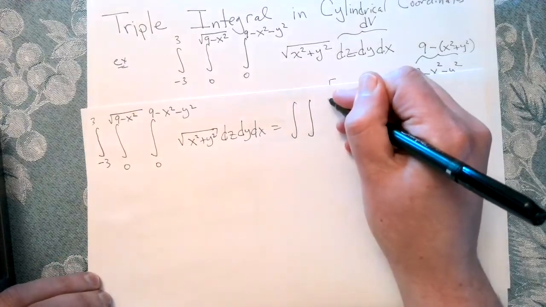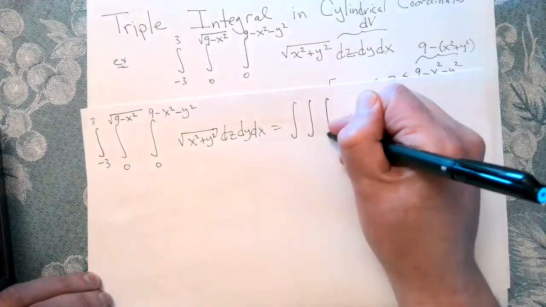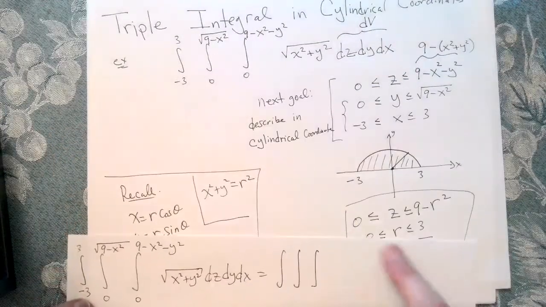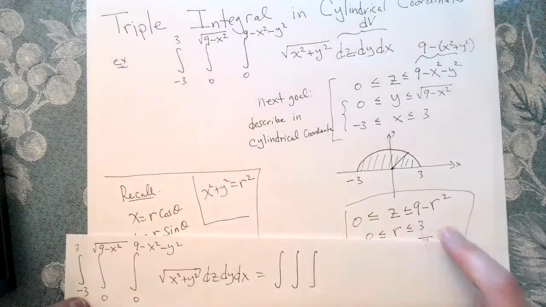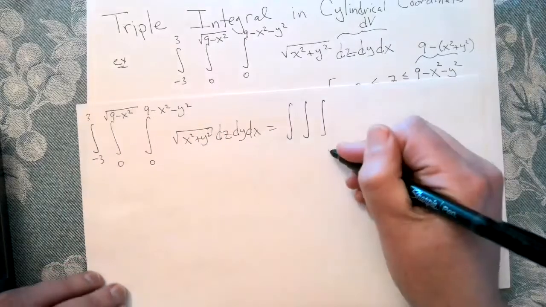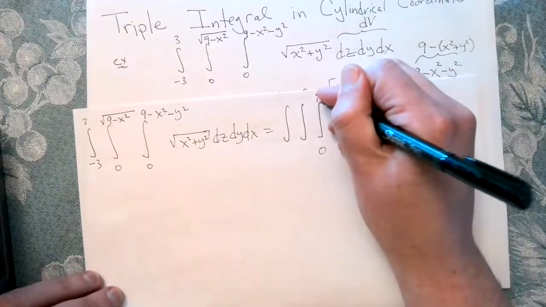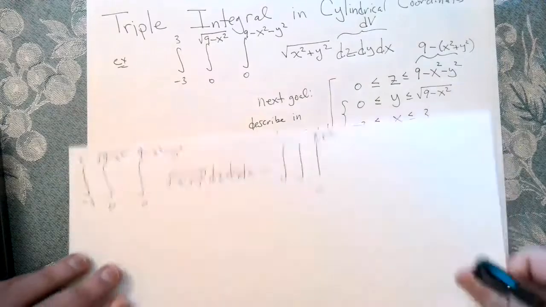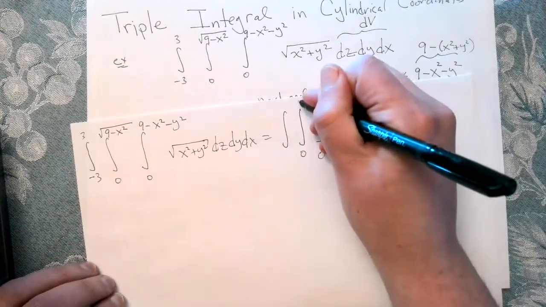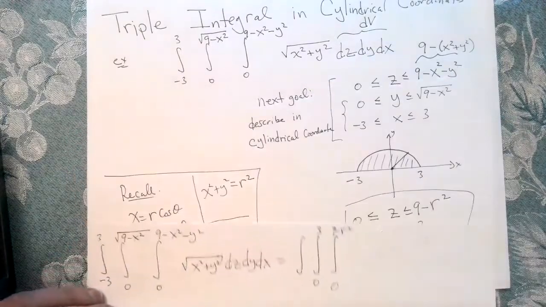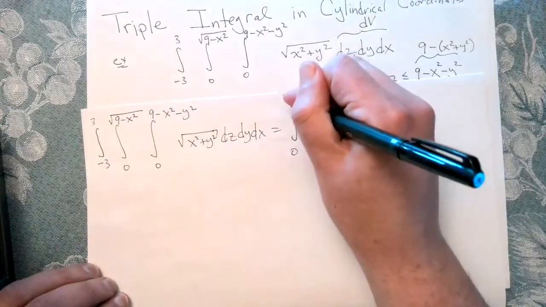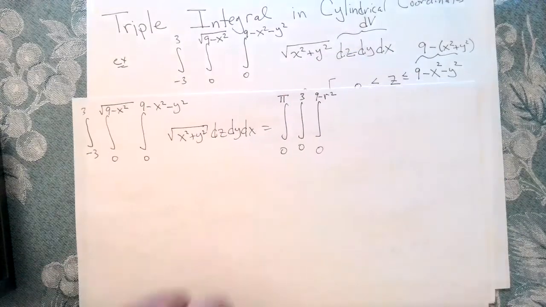So I'm going to do this inside out. I call that reverse onion style. Right, so reverse onion style, inside out. Let's do this. So z goes from 0 to 9 minus r squared. Next, r goes from 0 to 3. And then on the very outside, theta goes from 0 to pi. That seems nice.